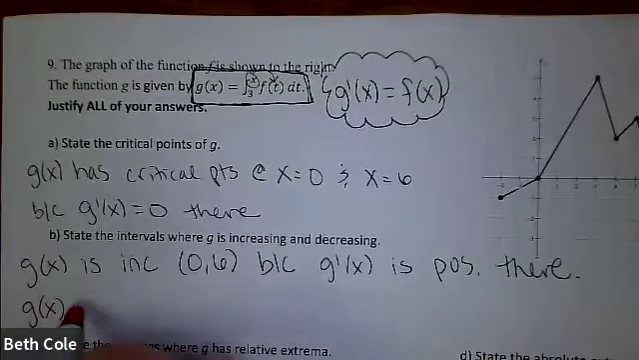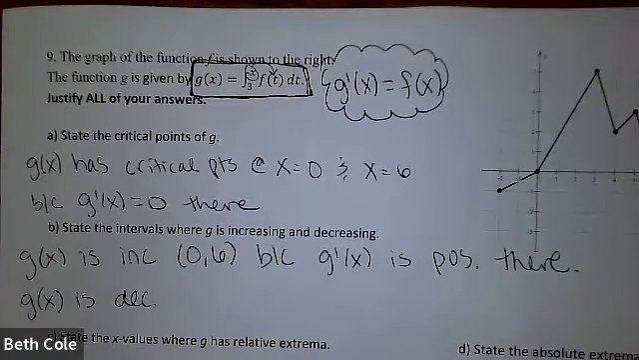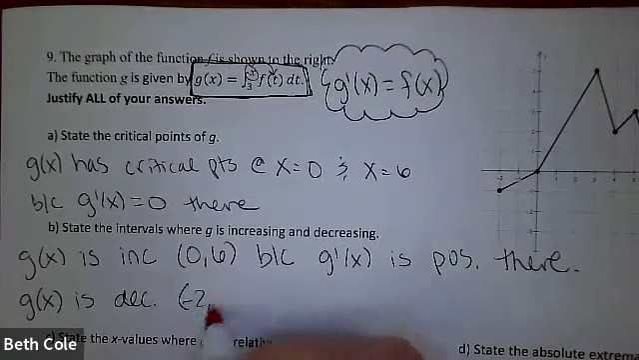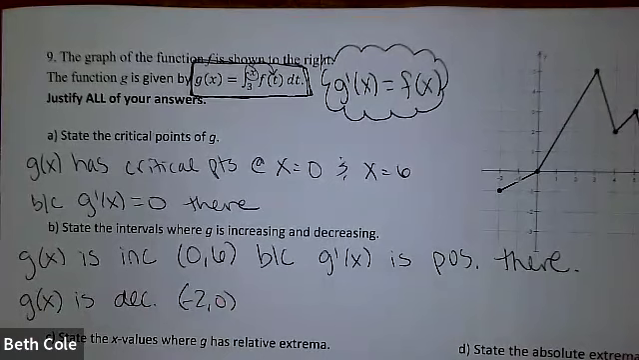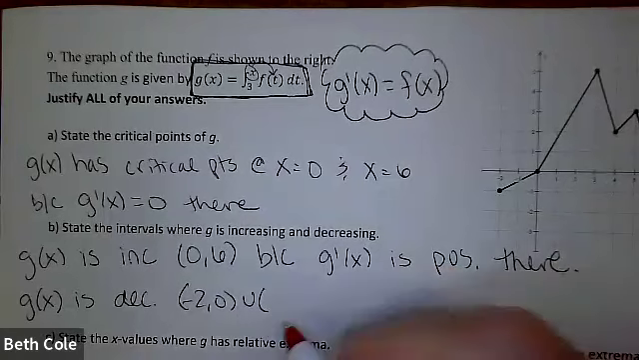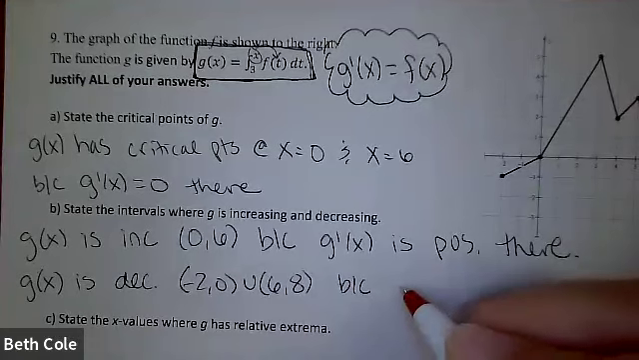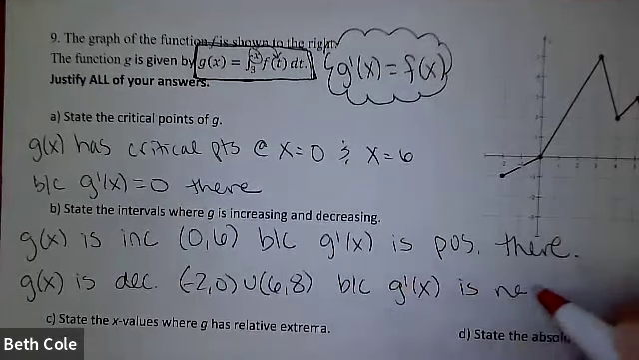All right, now we're going to write the sibling sentence. G of x is decreasing where? Negative 2 to 0. Can I go ahead and say a lot of people say negative infinity to 0? They won't give it to you. You have to stop where the interval ends, okay? Negative 2 to 0 union 6 to 8. Perfect. Because who? G prime is negative there. Beautiful. Love it.